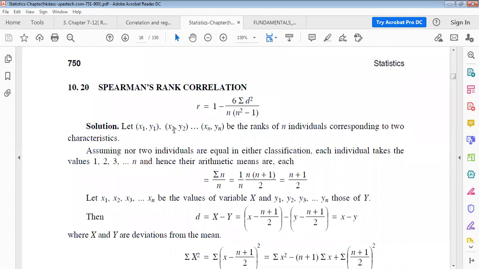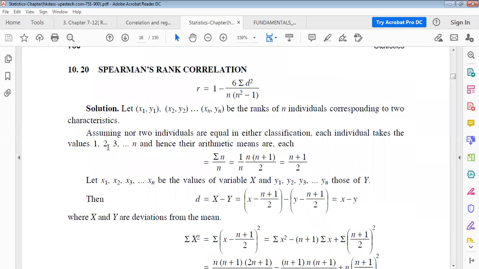Let (x1, y1), (x2, y2), ..., (xn, yn) be the ranks of individuals corresponding to two characteristics. Assume no two individuals are equal in either classification. Each individual takes the values 1 to n, natural numbers. Hence, their arithmetic mean will be summation n divided by the number of frequency. The number of frequency is n. The sum of n natural numbers is n into n plus 1 by 2. This n will be cut, so the mean is n plus 1 by 2.